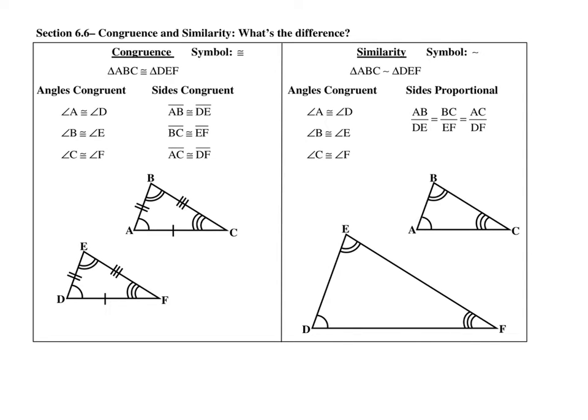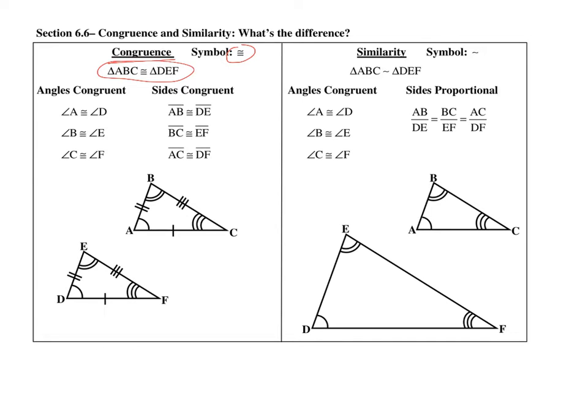All right, starting lesson 6.6, congruence and similarity. So what's the difference? Often students confuse the two. This chart that we have here breaks it all down. So congruence. Here's the symbol for congruence, the equal sign with the squiggly line above it. Here's our congruence statement.